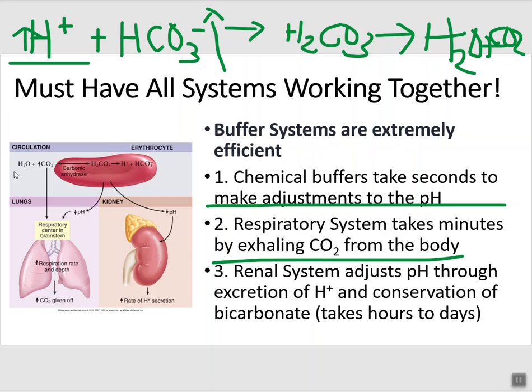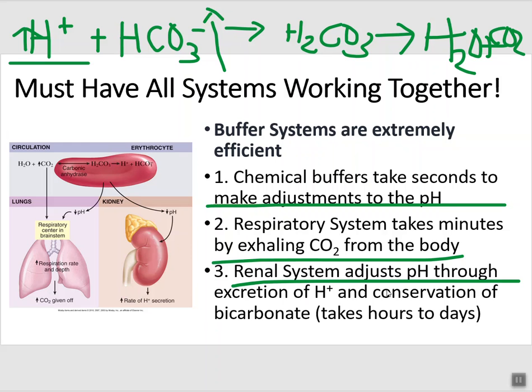And of course, if we turn this back into CO2, then we breathe it out. That's the respiratory system. By blowing off CO2, we lower our acid levels because once we blow this off, this water cannot come back and turn back into those hydrogen ions.